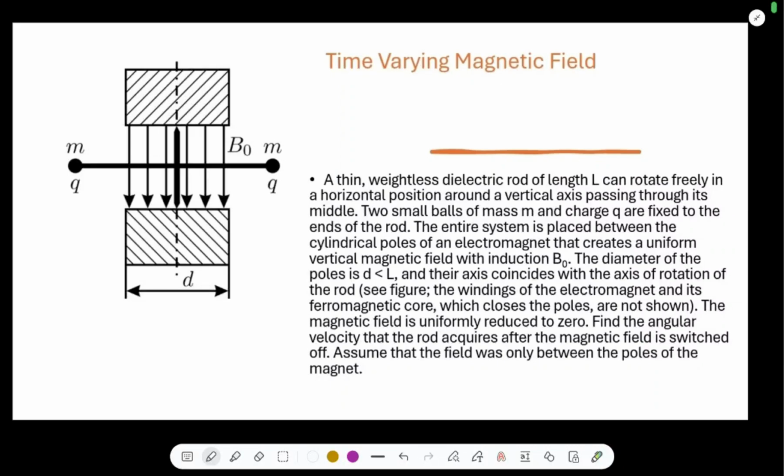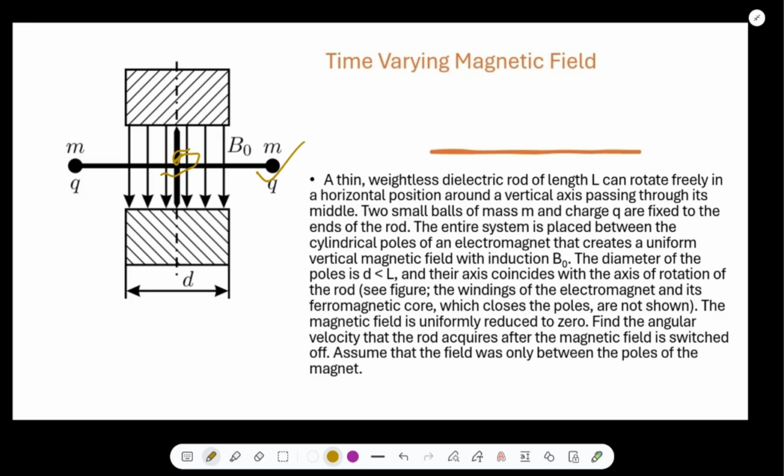To a new problem solving, we have a rather time varying magnetic field problem. The problem is a thin weightless dielectric rod of length L that can rotate freely in a horizontal position around a vertical axis passing through its middle. The two small balls of mass m and charge q are fixed to the ends of the rod.